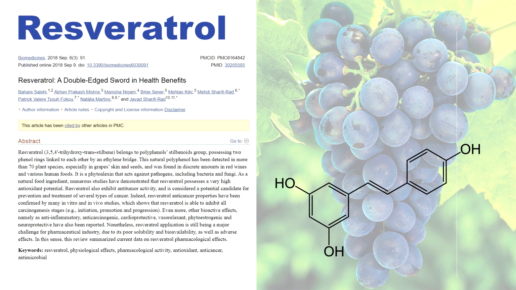Even more, other bioactive effects, namely anti-inflammatory, anti-carcinogenic, cardioprotective, vasorelaxant, phytoestrogenic, and neuroprotective have been reported.